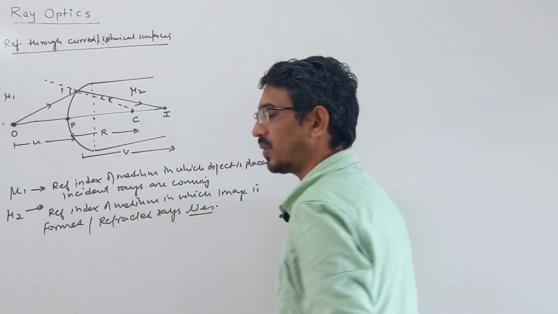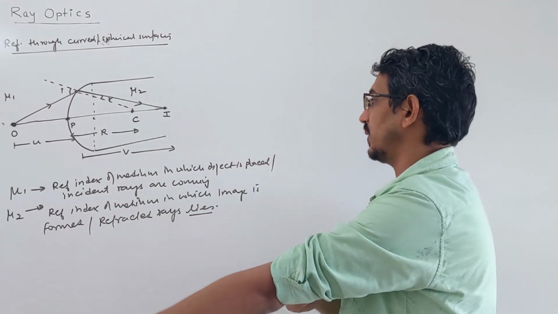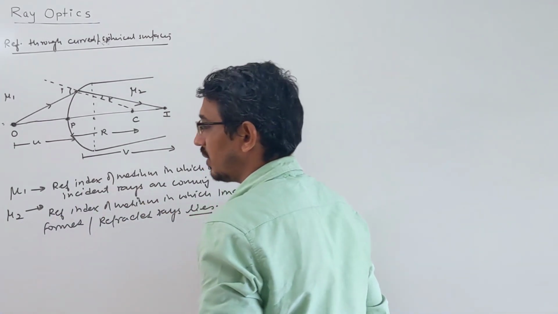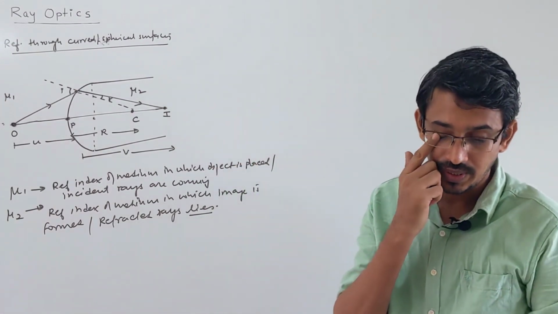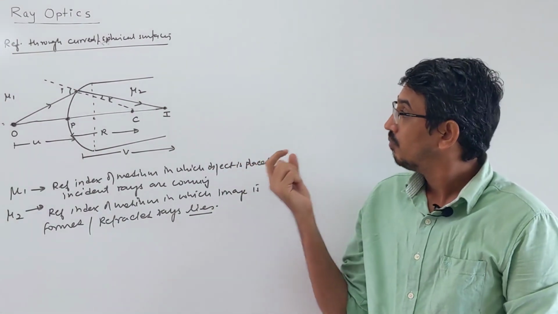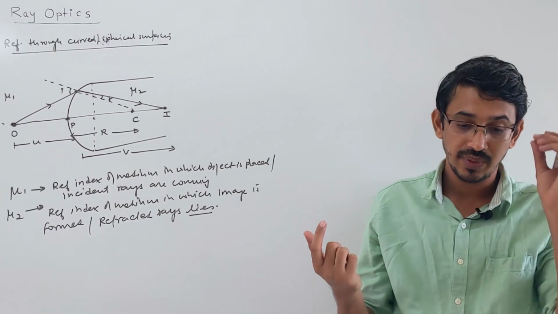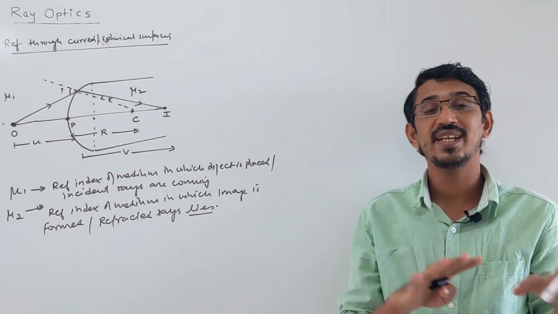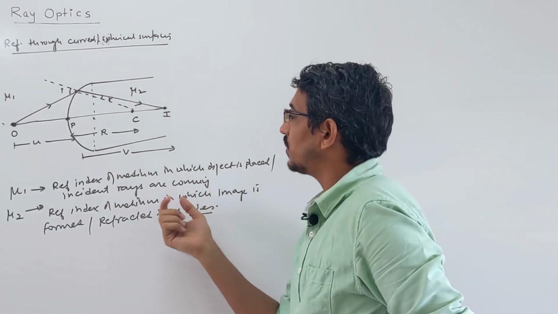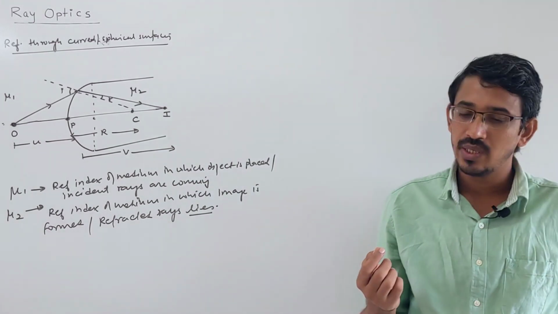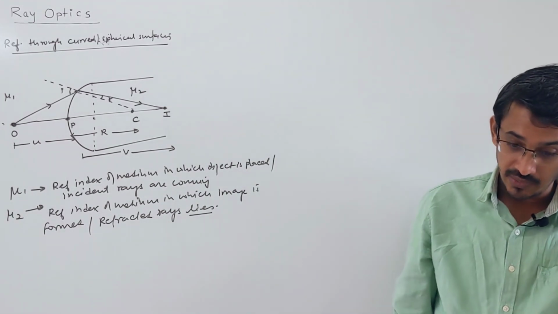A small derivation we are not doing here, as it is not much useful for us, so directly I am writing the answer. But focus here once more. Mu1 is the refractive index of the medium in which your incident rays lie, and mu2 is the refractive index in which your refracted rays lie, or your image is formed, right?